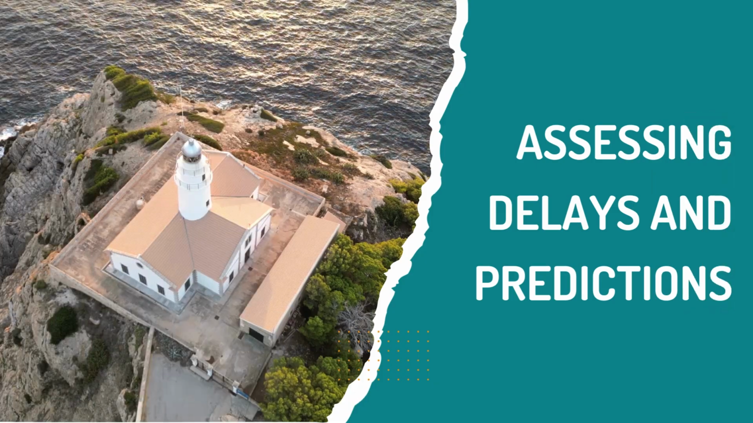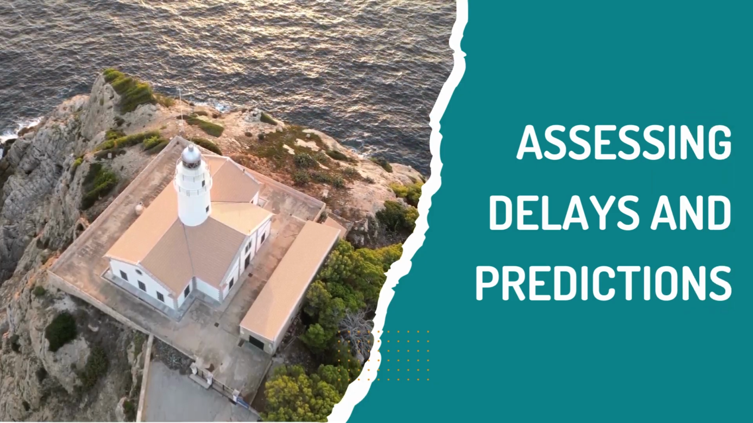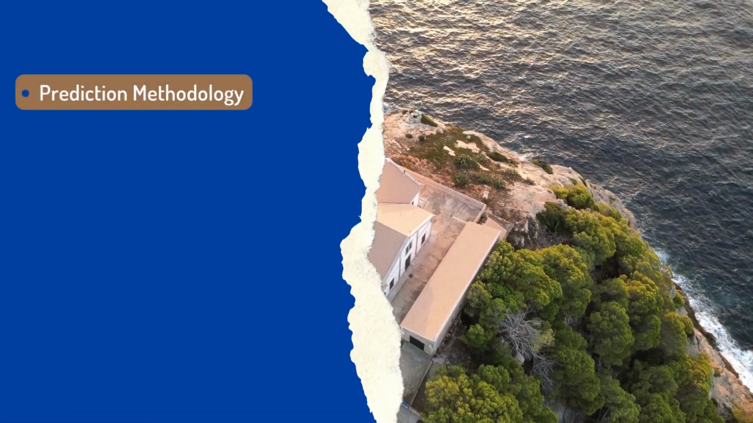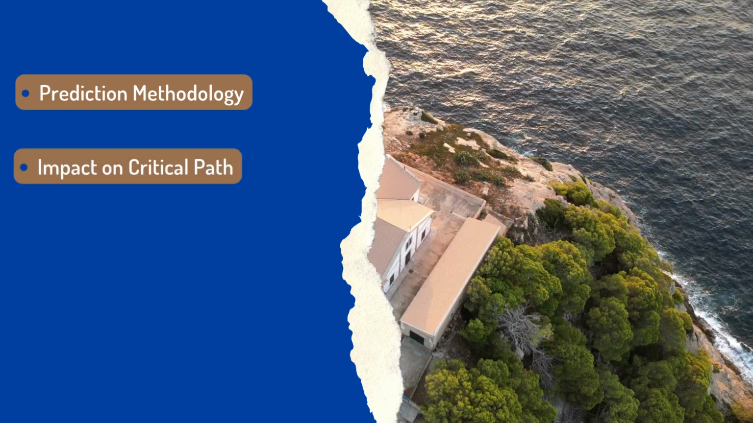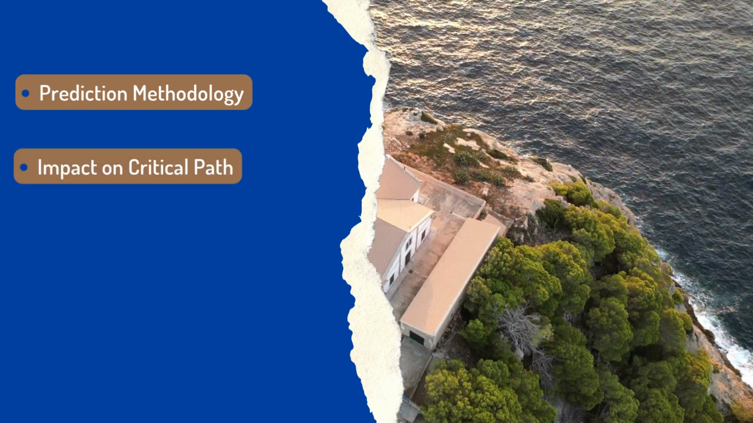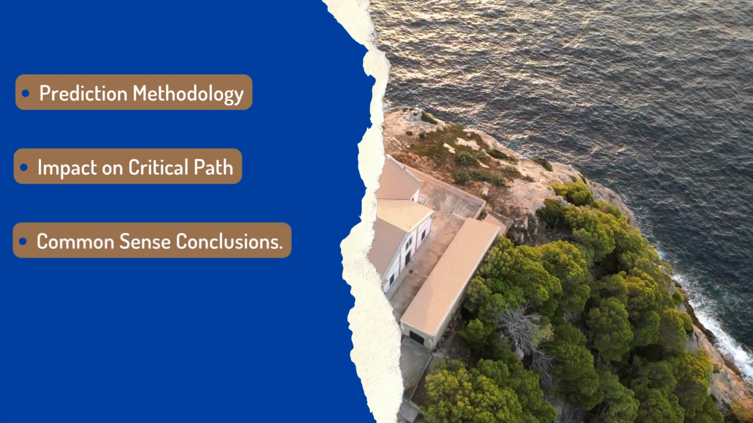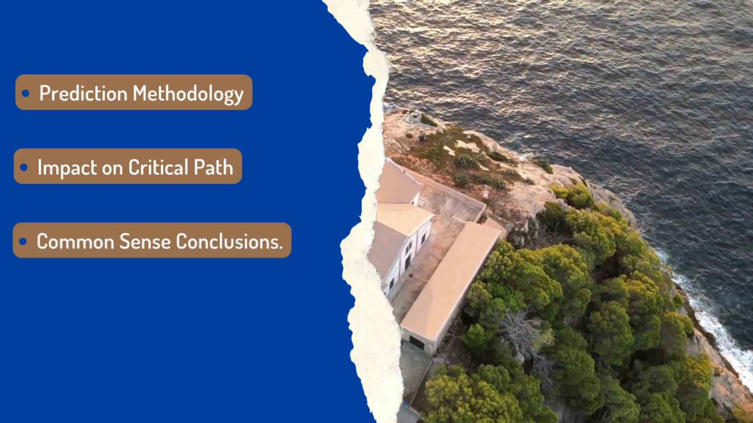EOT should be granted based on reasonable prediction about the impact of employer risk events on the project's completion. This involves thorough delay analysis to see if the event extends the critical path. Conclusions must be practical and grounded in common sense to ensure fairness and accuracy.